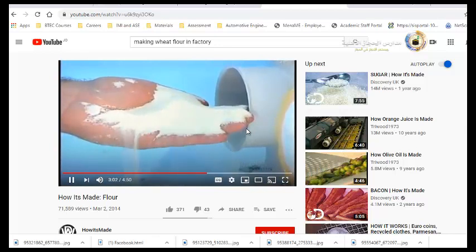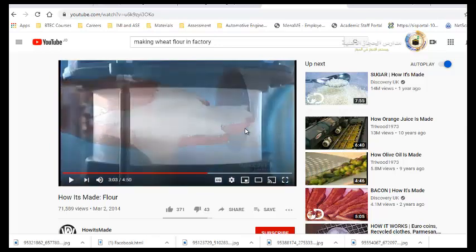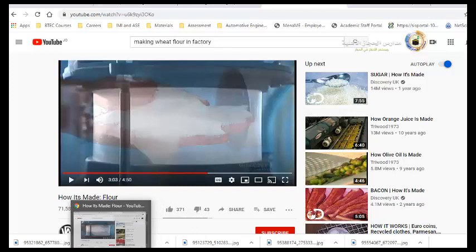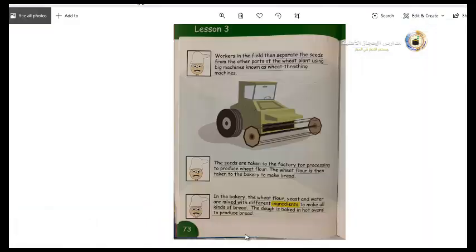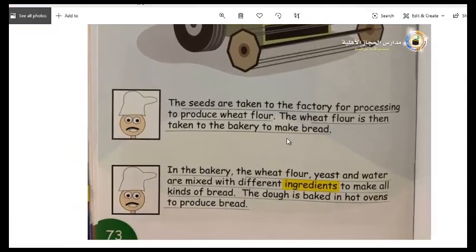Here is the wheat flour. It's a long process. You just have to know that they take the seeds to factories to make the wheat flour for us. Then they take the wheat flour to bakeries to make bread for us. So again, the wheat flour is then taken to the bakery to make bread.